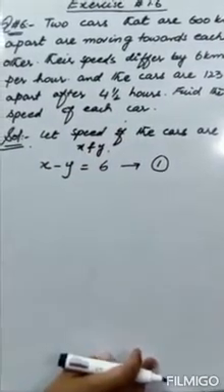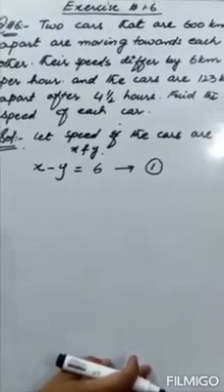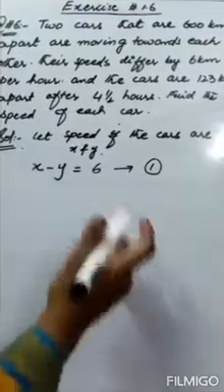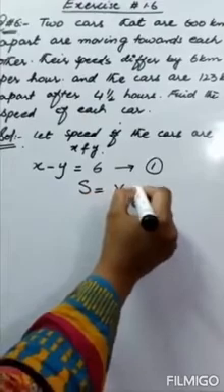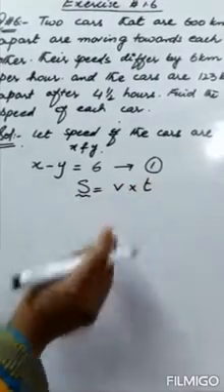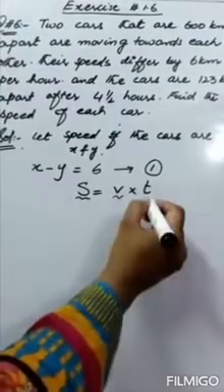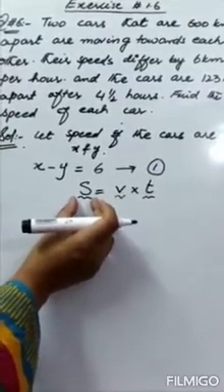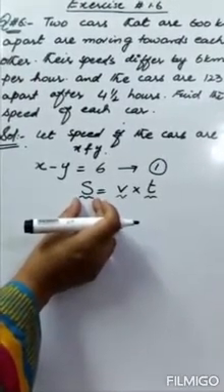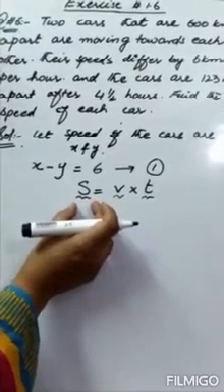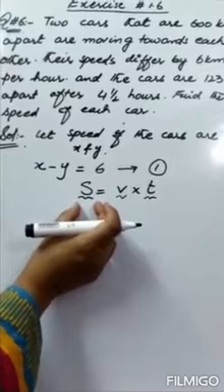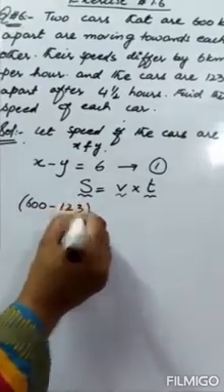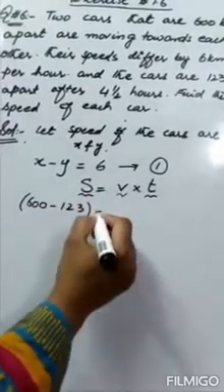Now from the rest of the statement we have to make equation number 2. Before starting equation number 2, we have to recall a physics formula: S is equal to V multiplied by T. S is the distance, V is the speed, and T is time. I told you at the start the cars were at a distance of 600 kilometers from each other, and after 4.5 hours their distance is now 123. So we have to subtract this distance to get the actual distance covered: 600 minus 123.